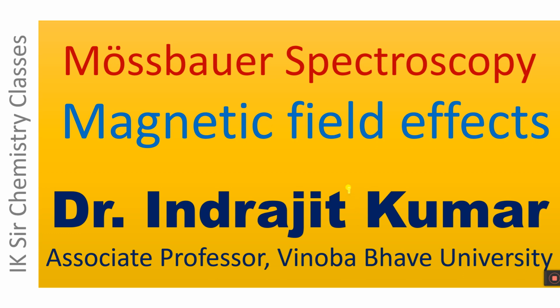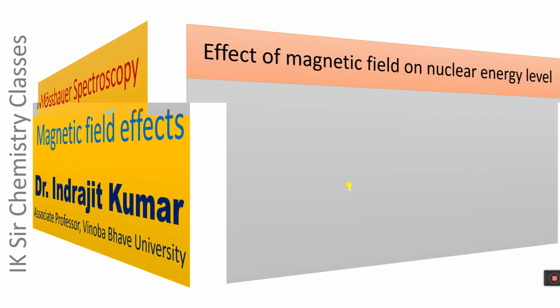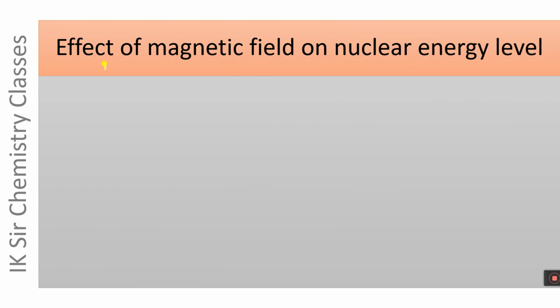Here we are in lecture number 9 on Mossbauer spectroscopy. In this video, we will discuss the magnetic field effects on Mossbauer spectra. For this purpose, first of all, we will see the effect of magnetic field on nuclear energy levels.